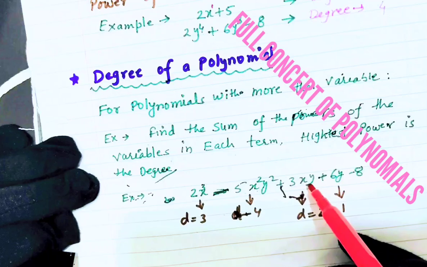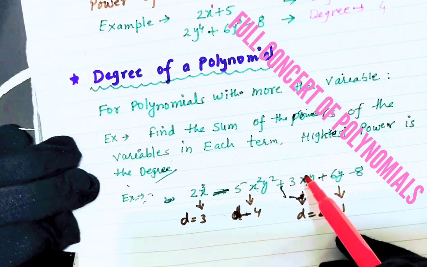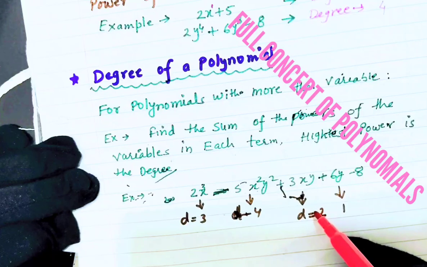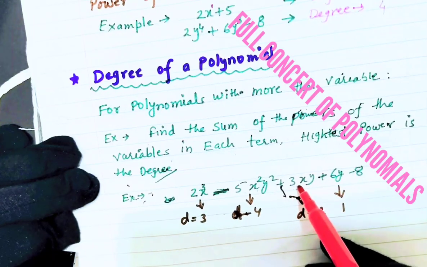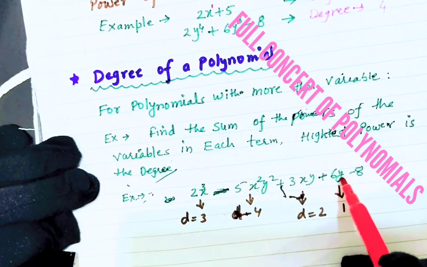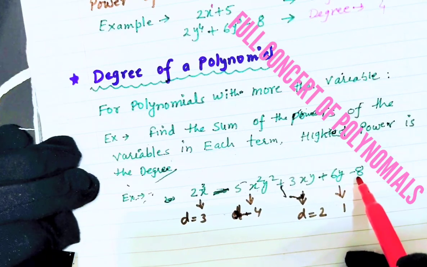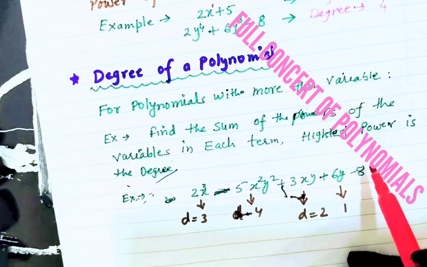In the third term, we have x to the power 1, y to the power 1, so both will be added. The degree will be 1 plus 1, that is 2. The degree of 3xy is 2. Here there is only one variable, y to the power 1, so the degree will be simply 1. And here is the constant term, minus 8.